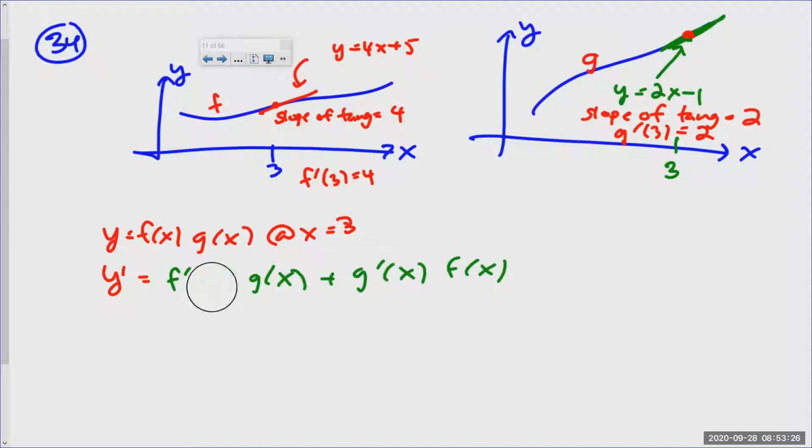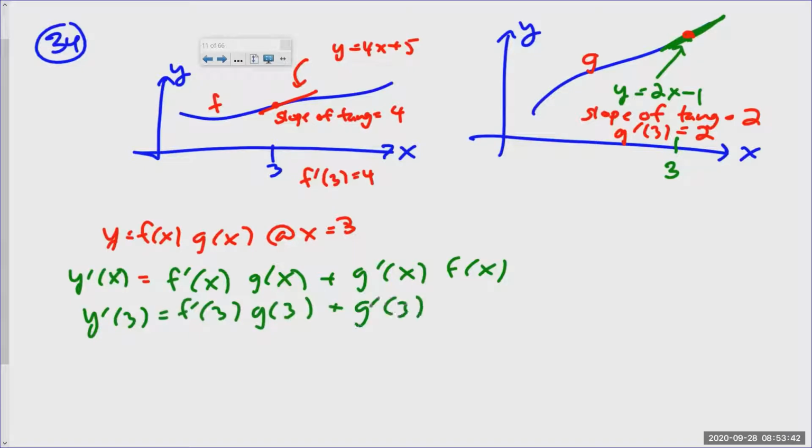All right, this should be f of x. Okay, and so if I want x at 3, this would be y prime at 3. So I guess technically this is y prime at x. Okay, everywhere there's an x, I'm going to put in a 3. Okay, and what I'll get here, I know f prime of 3 is 4. I know g of 3. Oh, wait, how do I get g of 3? Oh, just plug it right into this equation, because that's the point right there on the tangent line.